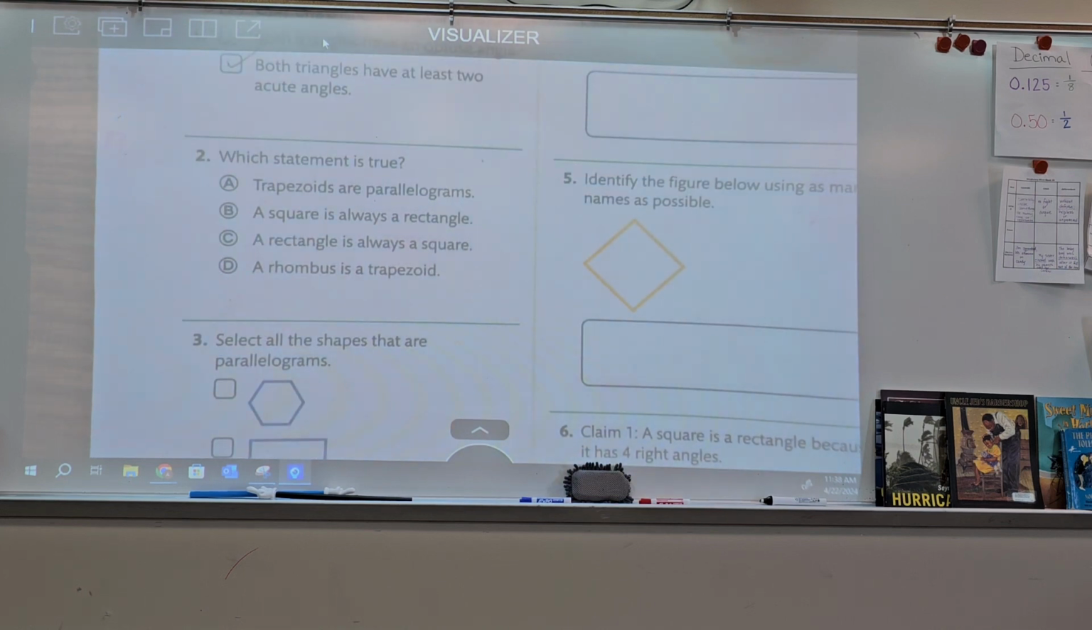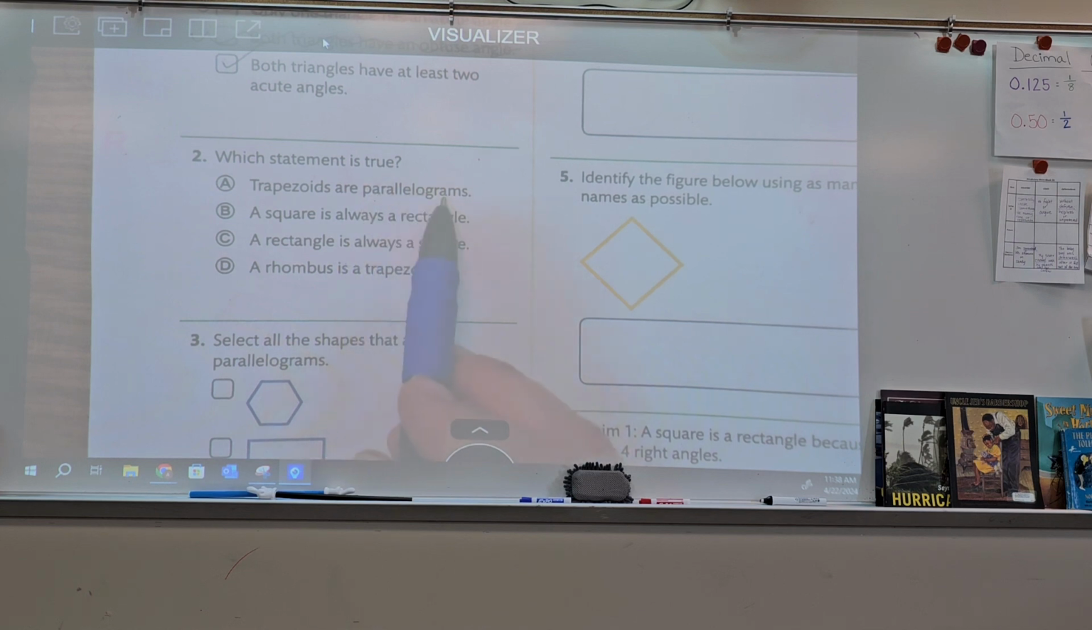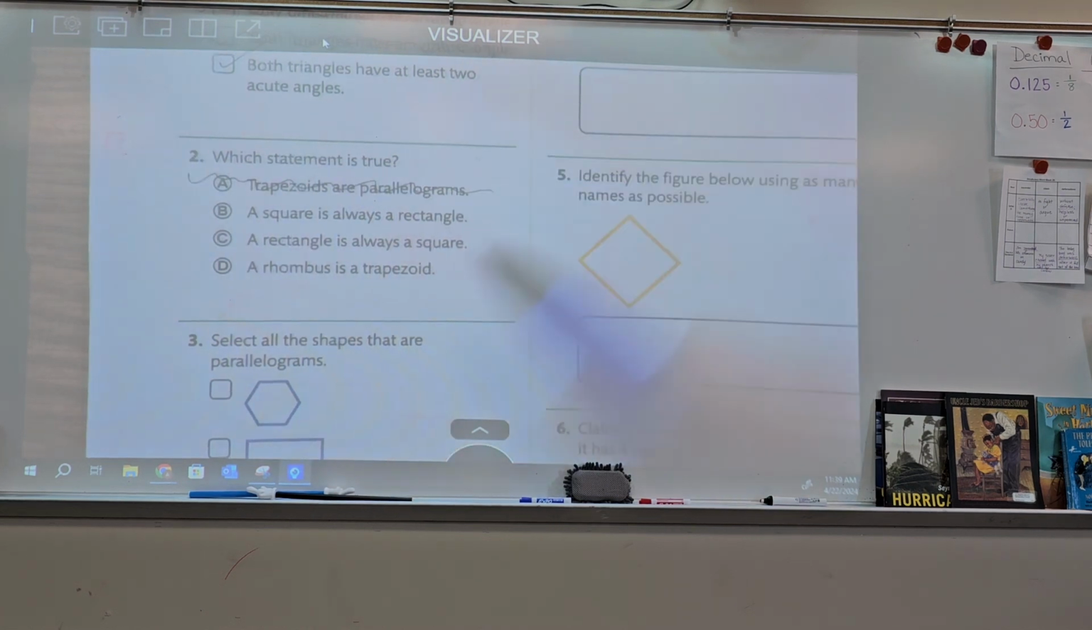Number 2, which statement is true? Trapezoids are parallelograms? No, because parallelograms mean a pair of parallel sides. A pair means 2. This one only has 1 pair of parallel sides. So this one is not true.